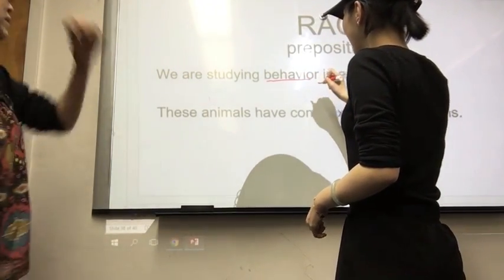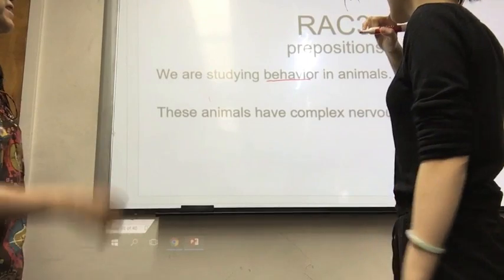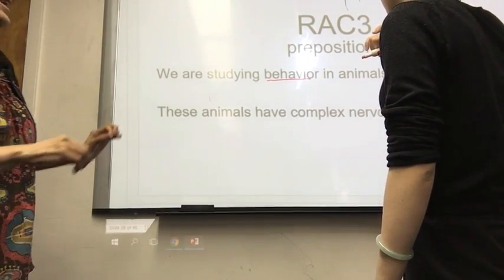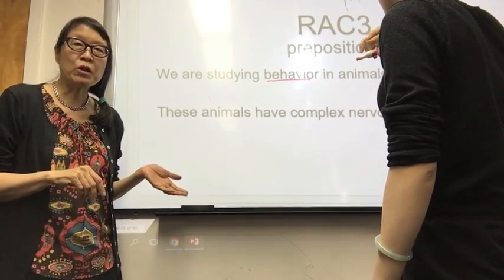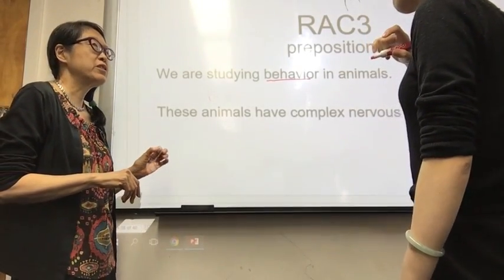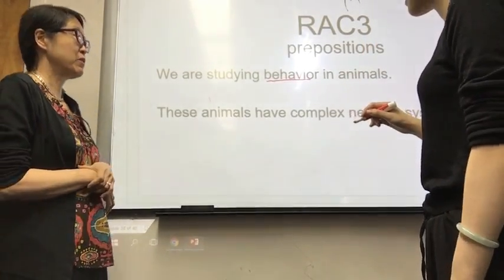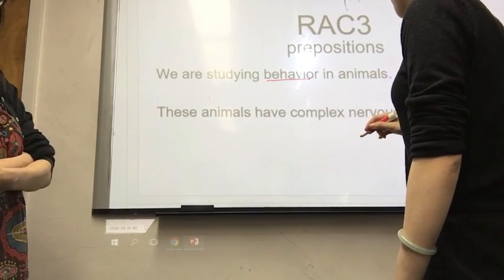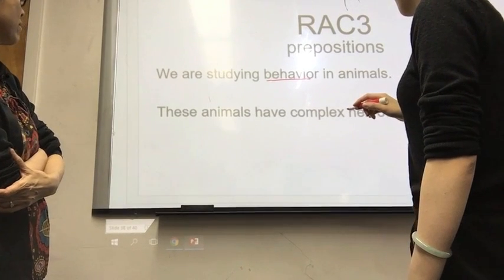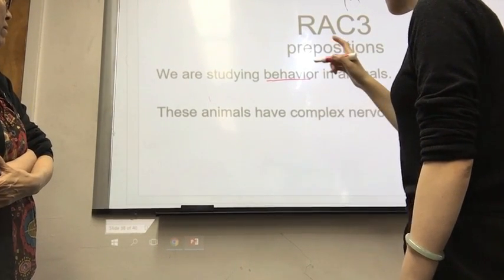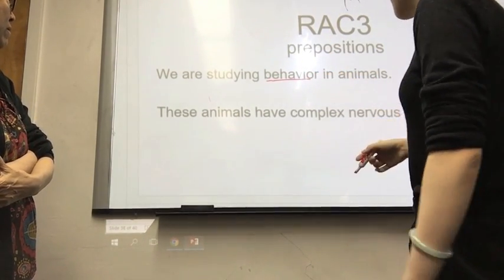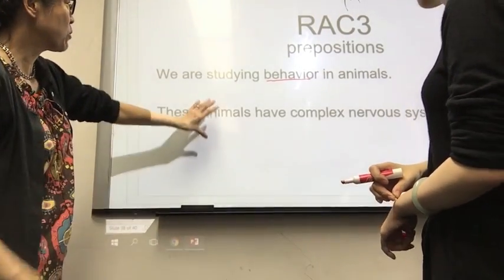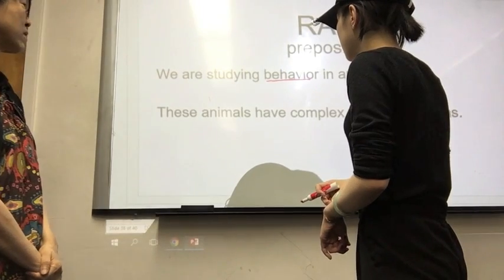Oh, actually, this is a little bit tricky. This is a little bit different than the ones we did before. Okay, so remember Aaron, the boy with the unusual shoes? Let's use the preposition with. What can we do with with? With behaviors? Hmm. Oh, no. These animals.